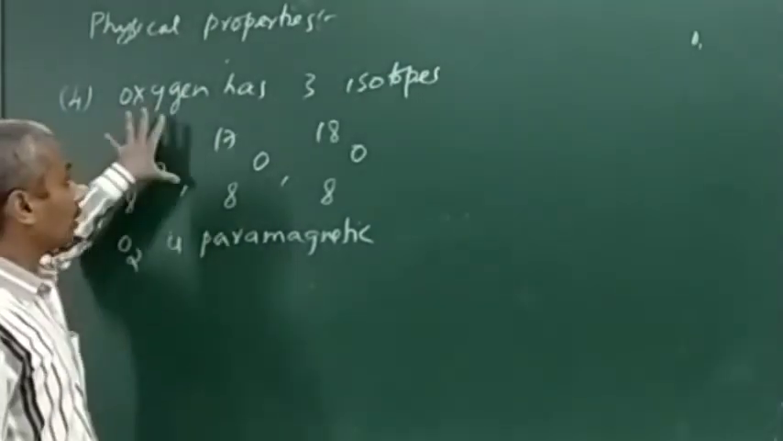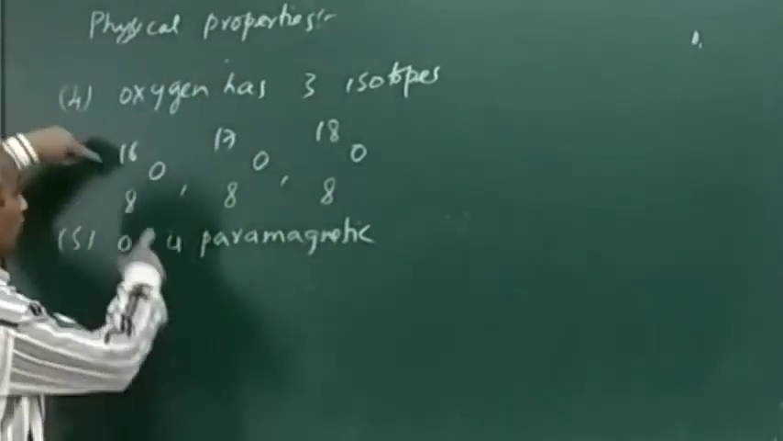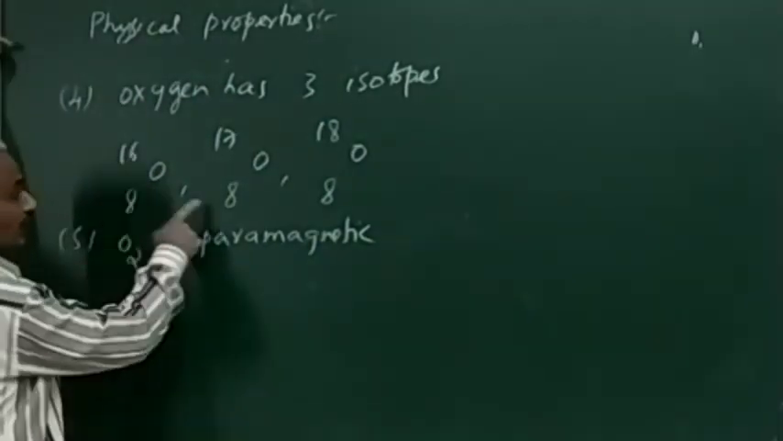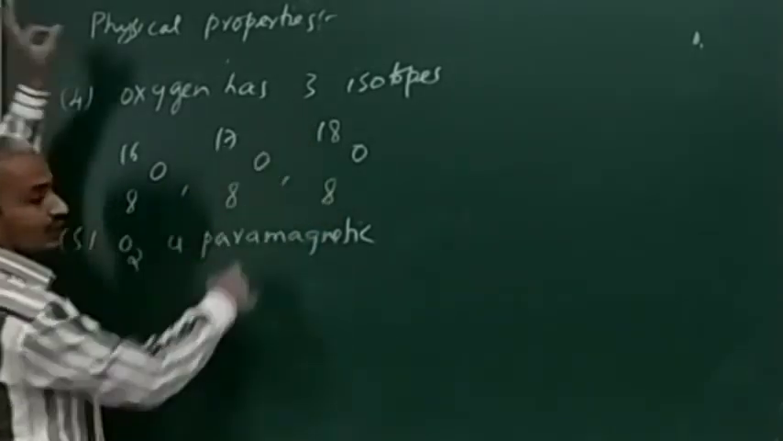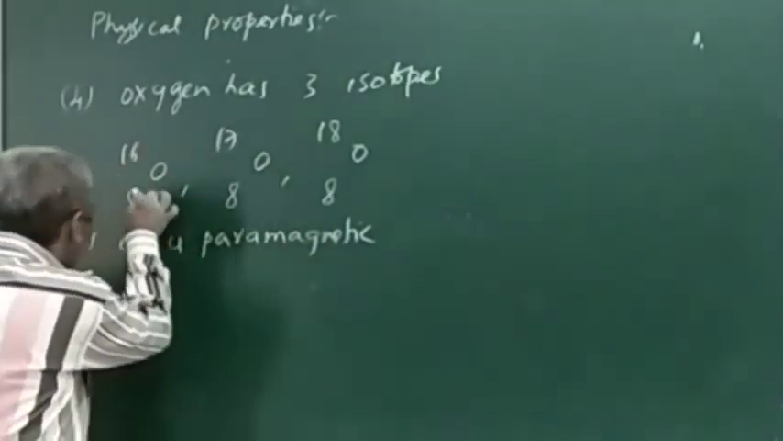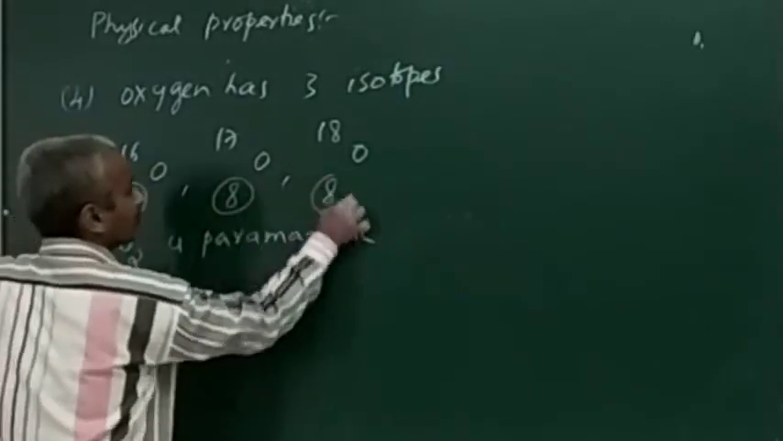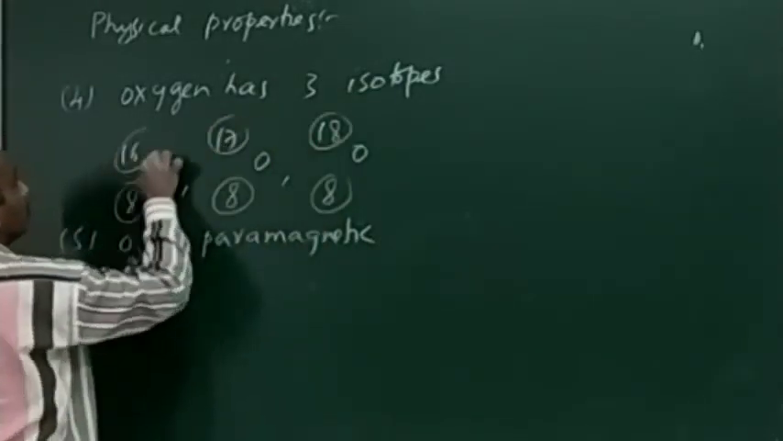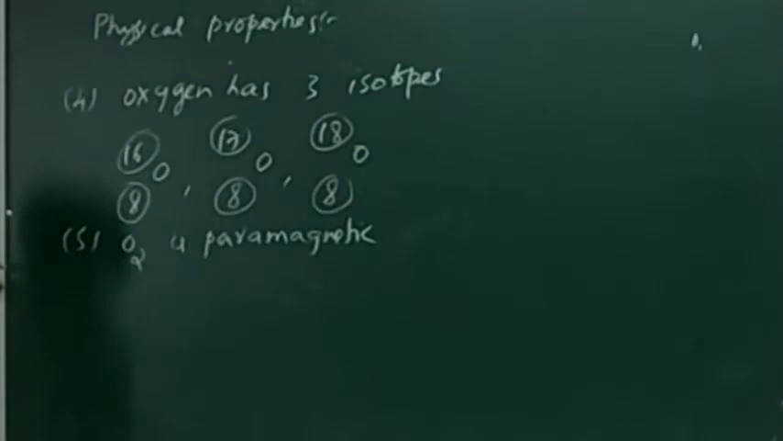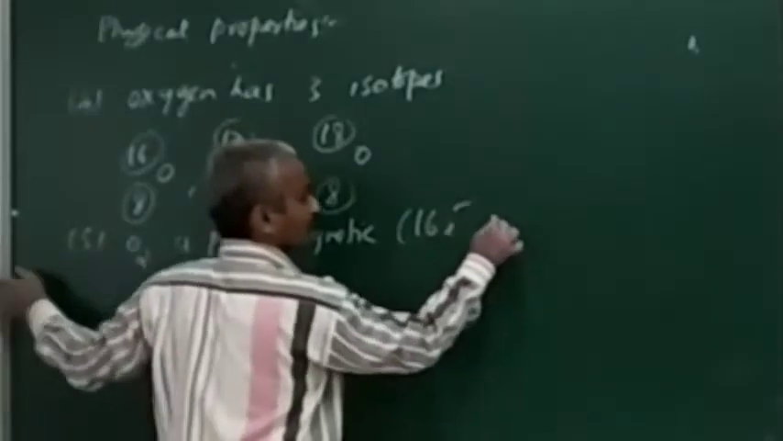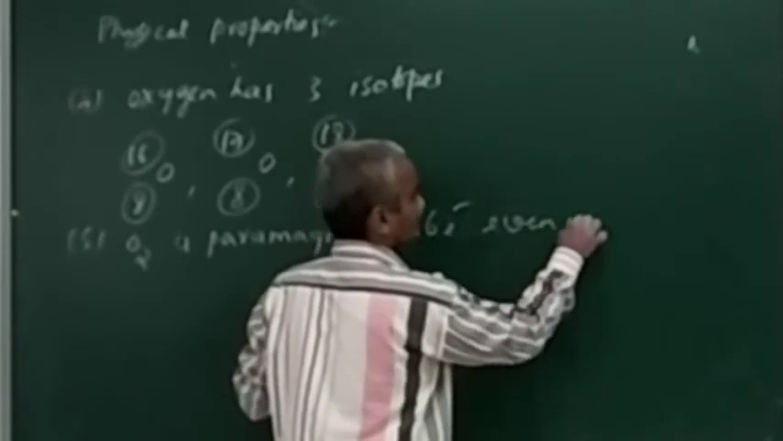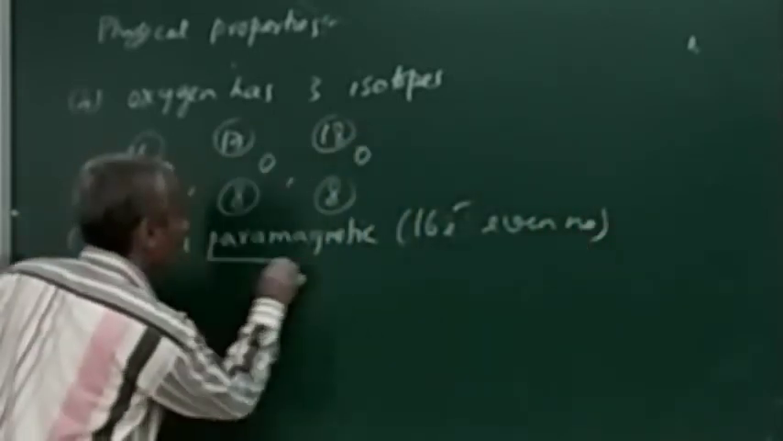Next, there are three isotopes of oxygen: 8O16, 8O17, and 8O18. Atomic number 8, mass numbers 16, 17, 18. Those are the isotopes. And O2, if we consider, has 16 electrons, an even number of electrons, still it is paramagnetic.